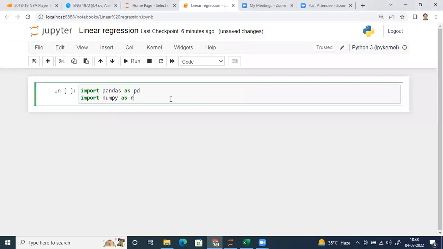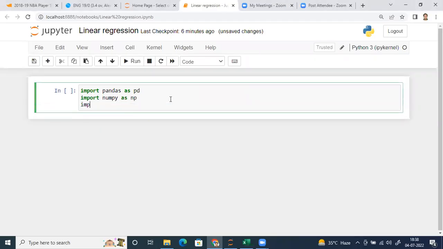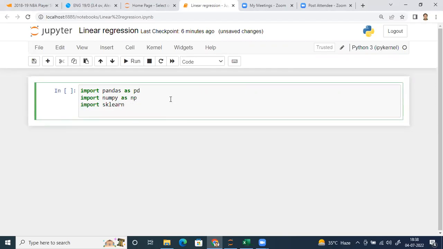So I'm importing some libraries: pandas as pd, numpy as np, and then import sklearn because that will be needed for the machine learning. And let me import matplotlib as well. Import matplotlib.pyplot as plt.